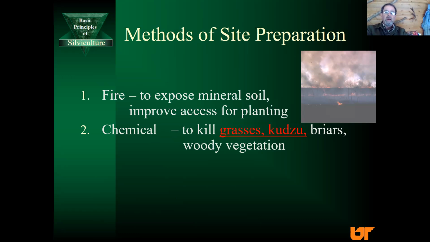Kudzu naturally is a bad thing too, not because it competes so much for soil moisture and fertility, but because it competes for sunlight. It overtops the seedlings and suppresses them. So those two particularly need to be controlled before you're going to plant trees. Briars aren't a big problem. In fact, weeds in general don't bother me unless they get really tall and very dense. But you might want to control the briars and other woody vegetation, broadleaves, and so forth.